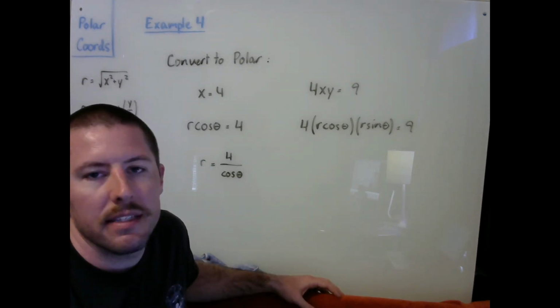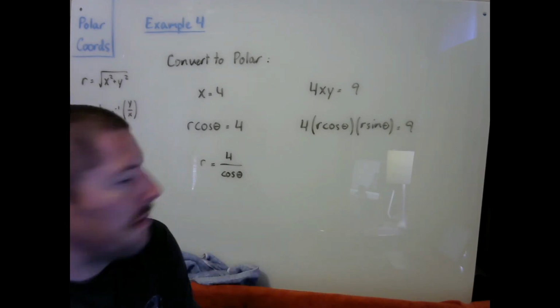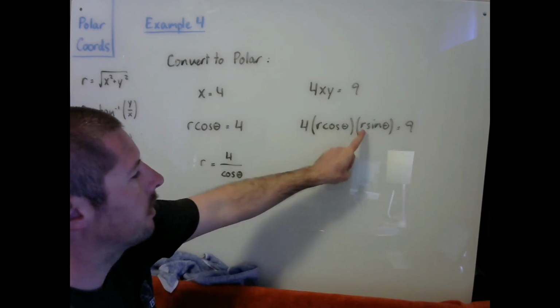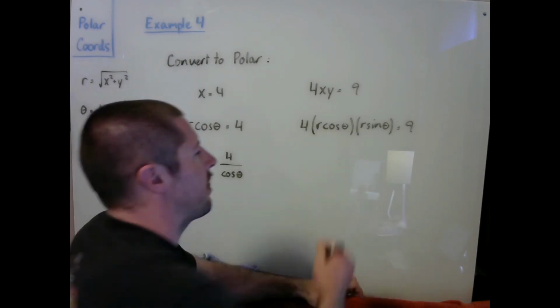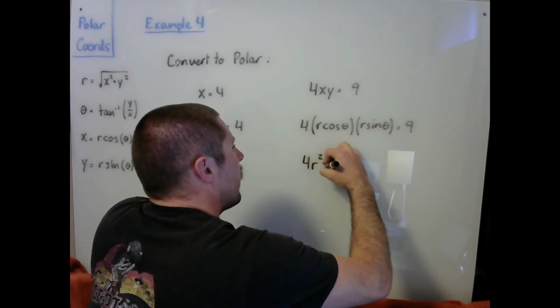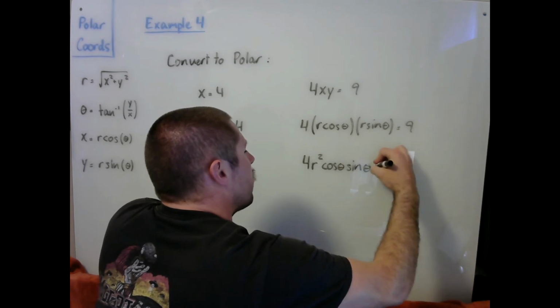Technically speaking, I guess I'm done in the sense that it's in polar form, but this doesn't seem to be the most convenient way to handle this. First thing I'm seeing is it looks like we have r times r here, so I think I can rewrite this a little bit as 4r squared cos theta sine theta equals 9.